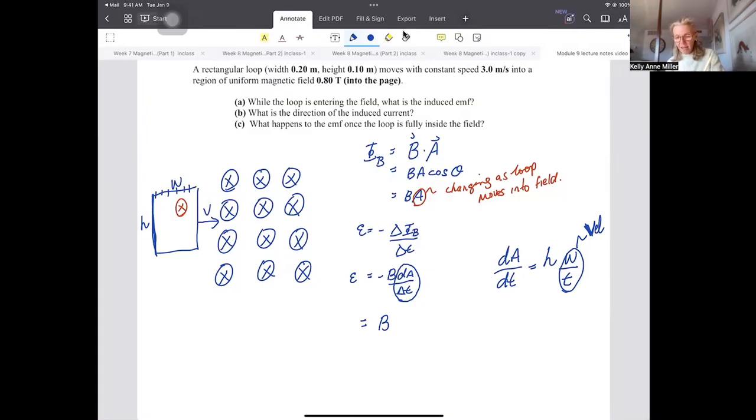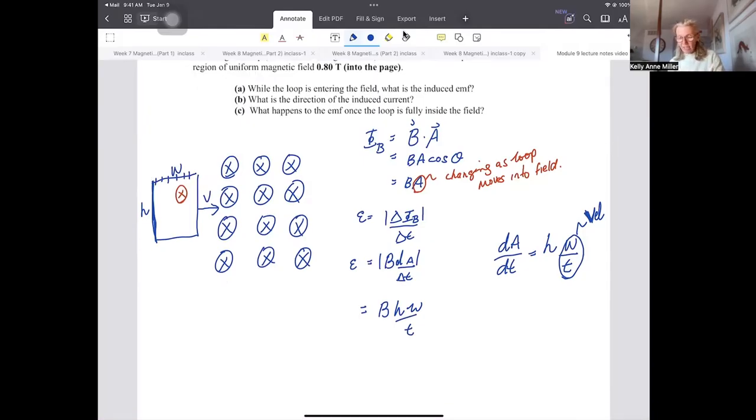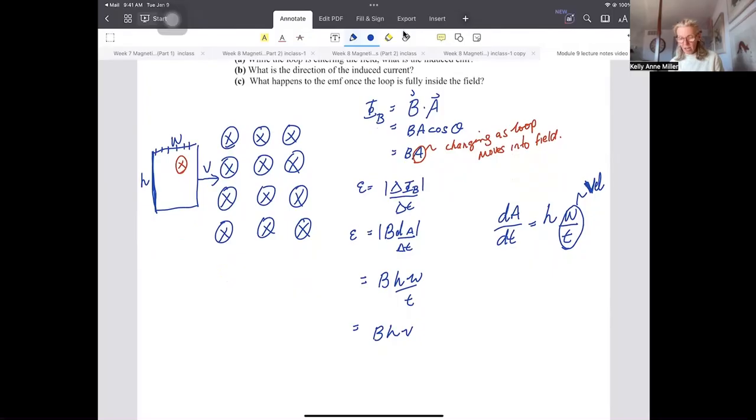So that's very cool. I'm again going to drop my sign, for the reasons that I already explained, and just make this an absolute value of B dA over dt, just to make it easier. So dA over dt is just h times w divided by t. Okay, and w divided by t is just v. So it's just B h v. Okay, and that's it. That's all there is to it.